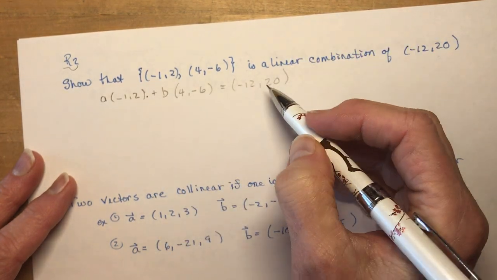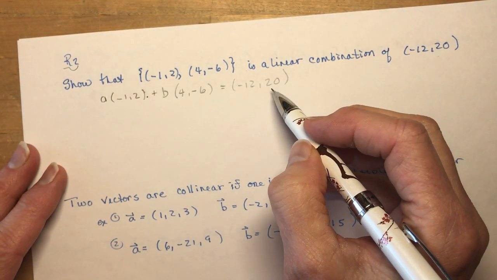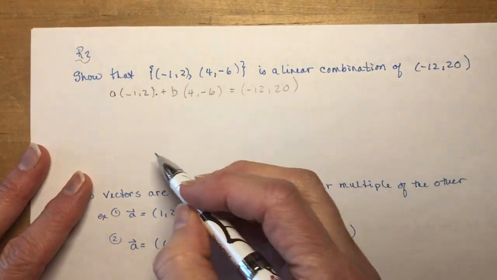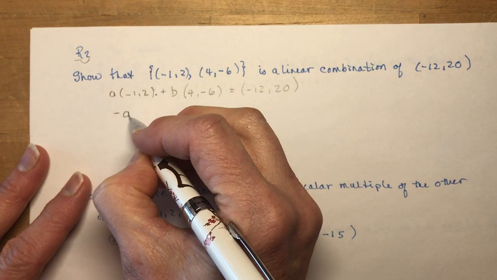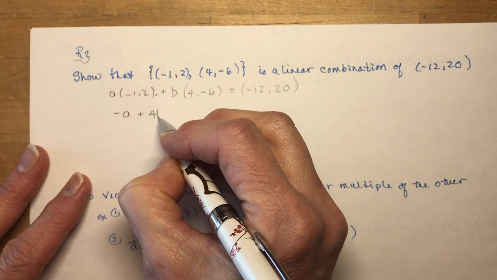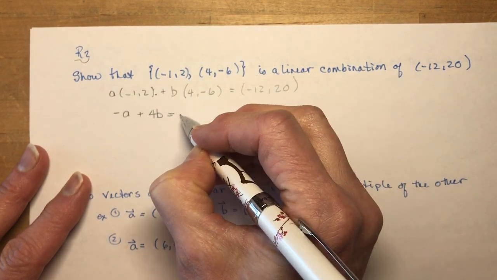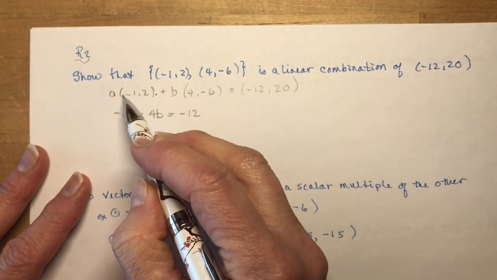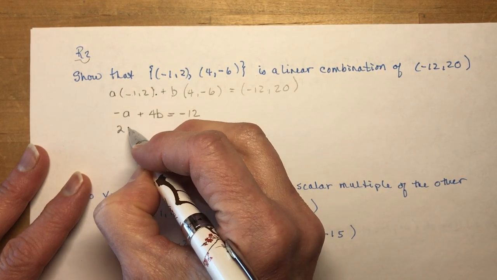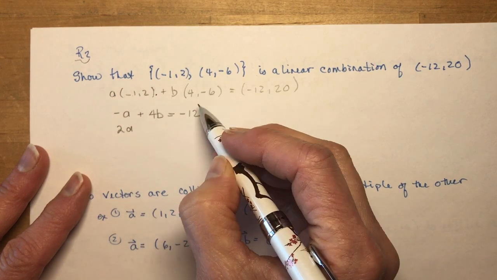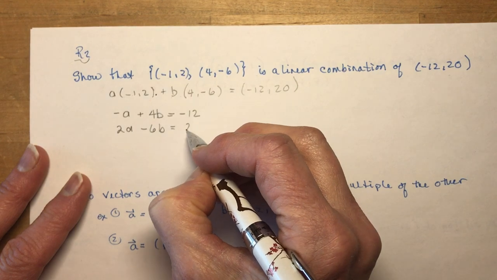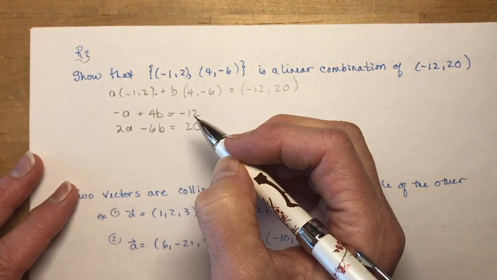So now that we have these two, we're going to make two equations out of this with two unknowns. We have A and B as our unknowns. So I'm going to say that minus A, so this times this, plus 4B has to be equal to negative 12. Right? This times this have to add up to this. And 2A minus 6B has to be equal to 20. Okay, two equations, two unknowns.